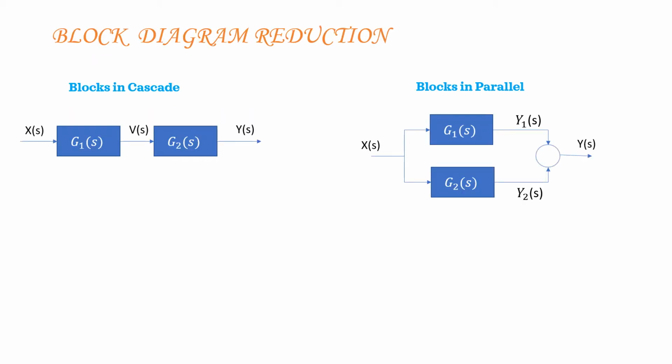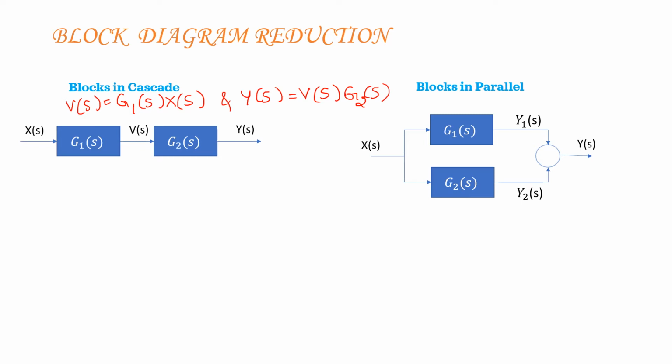So first, suppose we have blocks which are connected in cascade. The other case is blocks connected in parallel. First let us consider what will happen if the blocks are connected in cascade. What will be its simplest form? Now from this block diagram we can see that V of S is nothing but G1 of S into X of S, and Y of S is V of S into G2 of S.